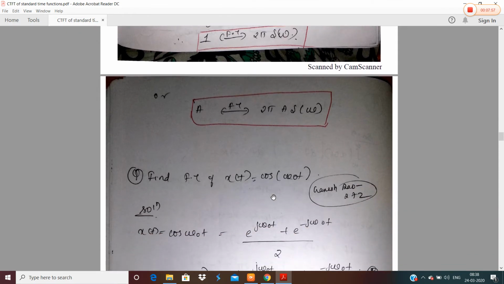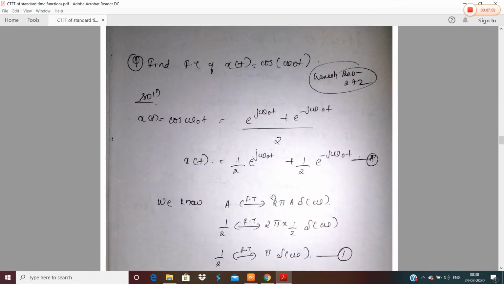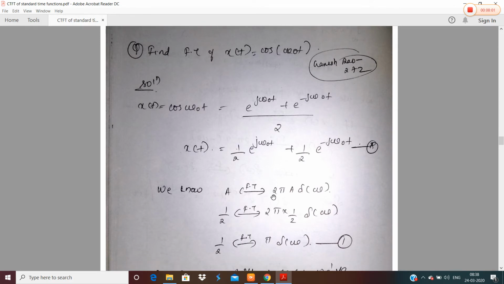In the next section, we will deal with the Fourier transform of cos omega naught t. We use Euler's formula and split cos omega naught t as e raised to j omega naught t plus e raised to minus j omega naught t by 2, which is again split as half among both the signals.